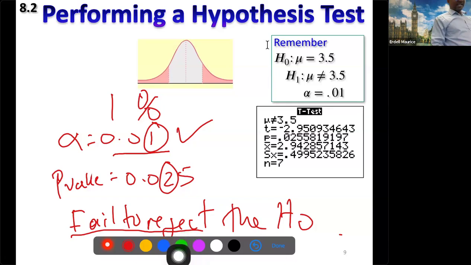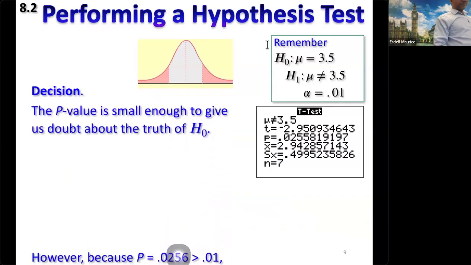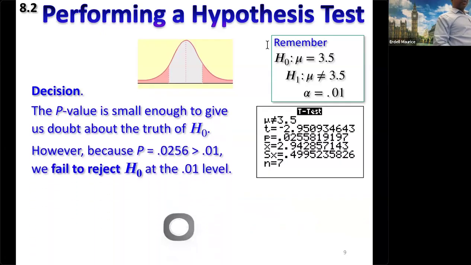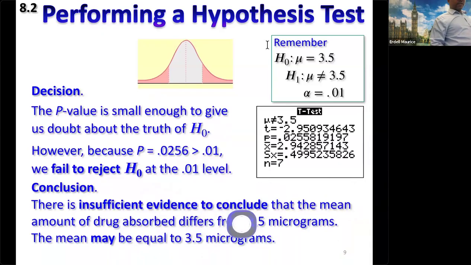The p-value is greater than the alpha level, and so we fail to reject the null hypothesis at the 0.01 level. So in conclusion, there is insufficient evidence to conclude that the mean amount of drug absorbed differs from the 0.305. They may be equal, but they can't guarantee. They're not saying we're accepting the null. We're just saying we can't say they're different. Questions there?